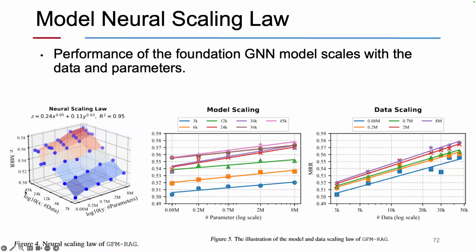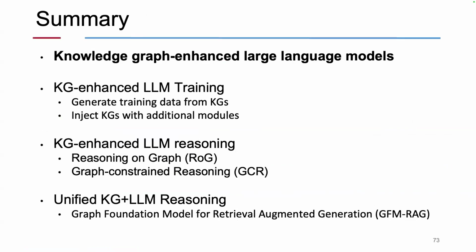So this highlights that with more training data and more model parameters, we can finally derive the final graph foundation model that gets better performance and better generalizability across different datasets. Yeah, so that's a summary of this section.